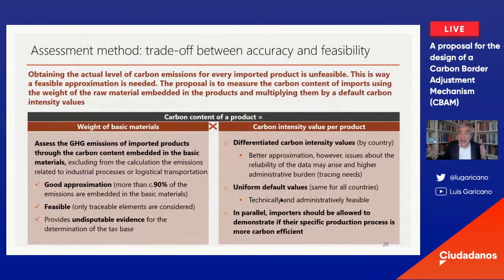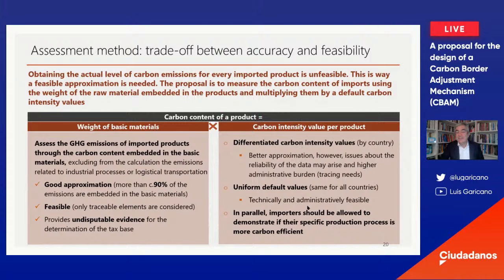Now, how on earth are we going to measure the carbon content of a car? That seems crazy. How can we do it? It's possible. And the European Economic and Social Council, which is formed by trade unions, employers, industries, small business, all the social actors, has made a proposal that I think is pretty reasonable for how to assess carbon content. It's very simple. You weigh the product, you say how much is the weight of the raw materials, and then you multiply by the carbon intensity of the raw materials.